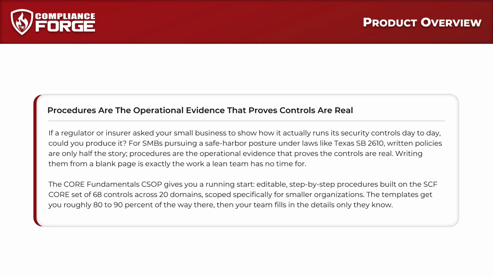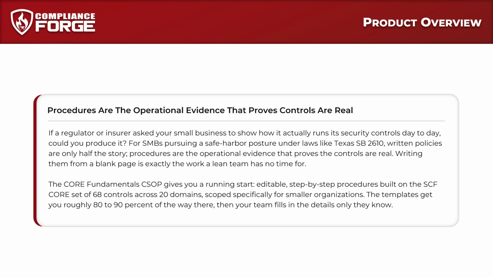If a regulator or insurer asked your small business to show how it actually runs its security controls day to day, could you produce it? For smaller businesses pursuing a safe harbor posture under laws like Texas Senate Bill 2610, written policies are only half the story. Procedures are the operational evidence that proves the controls are real, and writing them from a blank page is exactly the work a lean team has no time for.